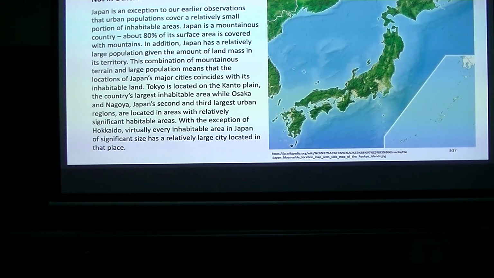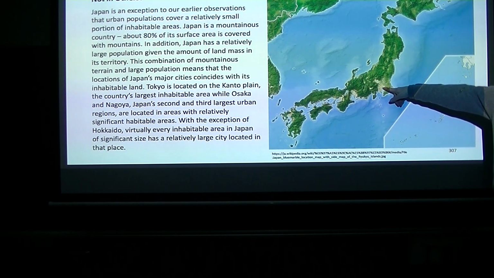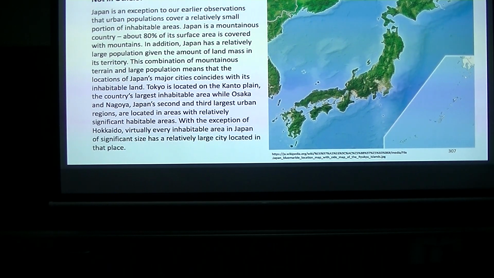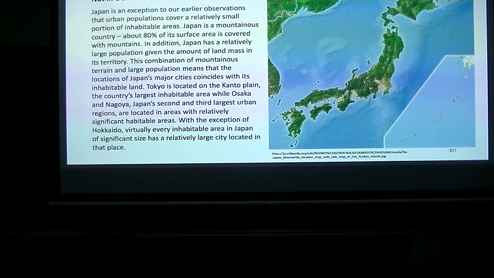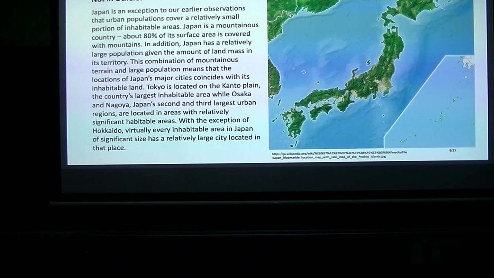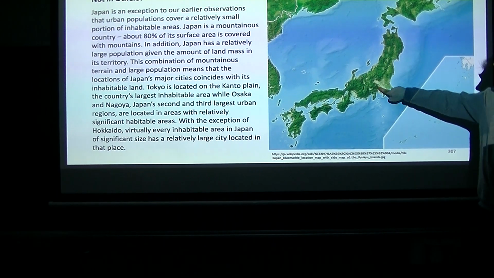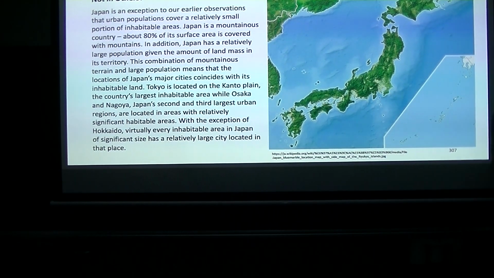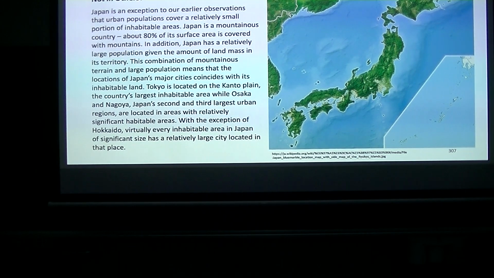It's an exception to our earlier observation that urban populations cover a relatively small portion of inhabitable areas. Japan has a very, very small percentage of inhabitable areas. It's a very mountainous country. The places that are plains and where people can live is pretty limited, with the biggest area in the Kanto Plain, where we live, where Tokyo is located.